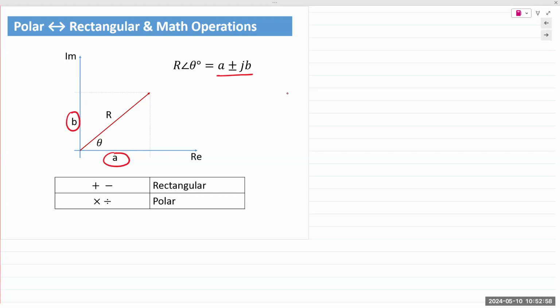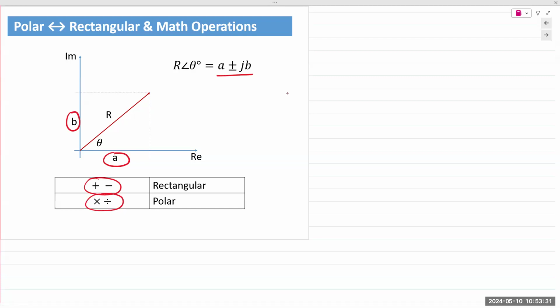Now, before the advent of programmable functions, this is how we used to do the math operations. Remember, we have equations, so we have to multiply and divide or add and subtract two or more complex numbers. It is easier to perform addition and subtraction if you have numbers in rectangular coordinates, and it is easier to multiply and divide if the same numbers are represented using polar coordinates.